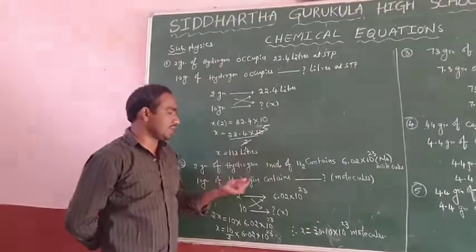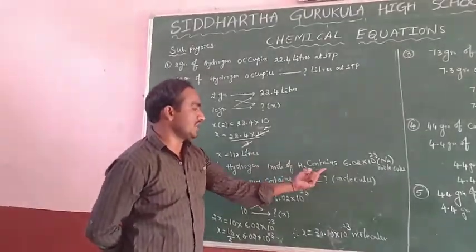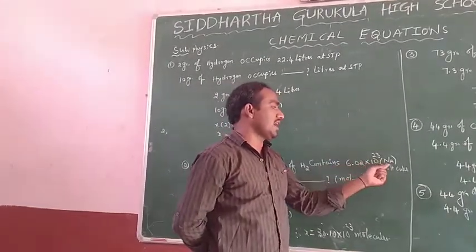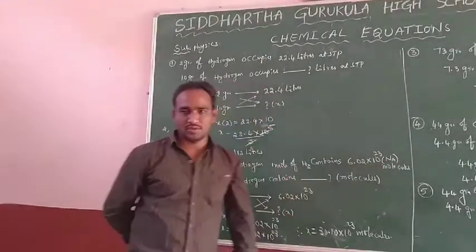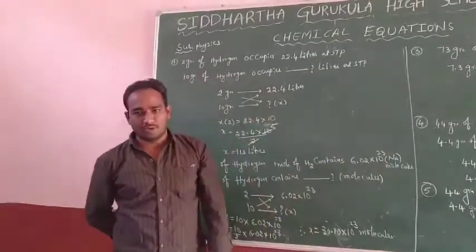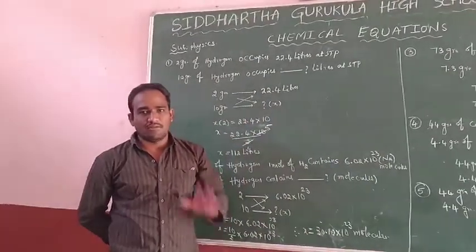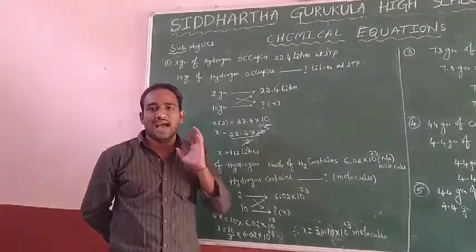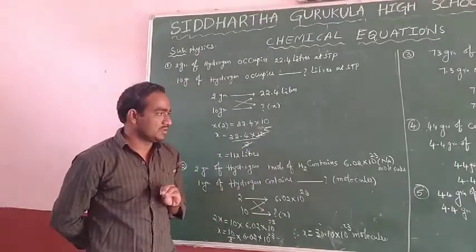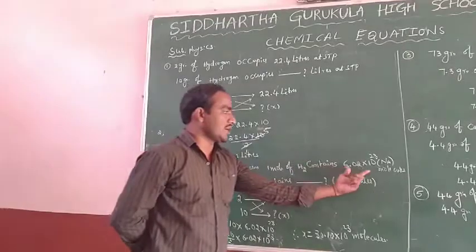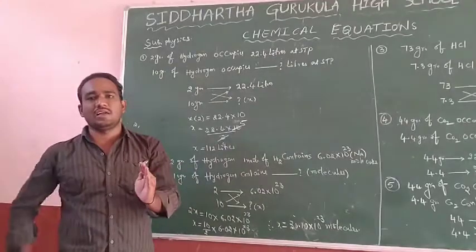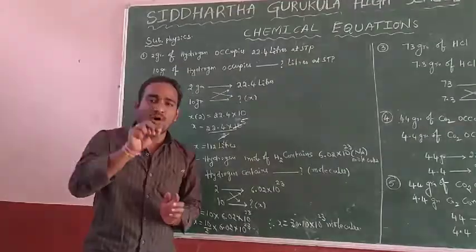2 grams of hydrogen, 1 mole of hydrogen contains 6.02 into 10 to the power of 23, which is the Avogadro number. What is the importance of the Avogadro number? Listen here: the Avogadro number we can use to calculate the number of molecules or atoms. That's why we are using the Avogadro number. We can calculate the number of atoms in the molecules.